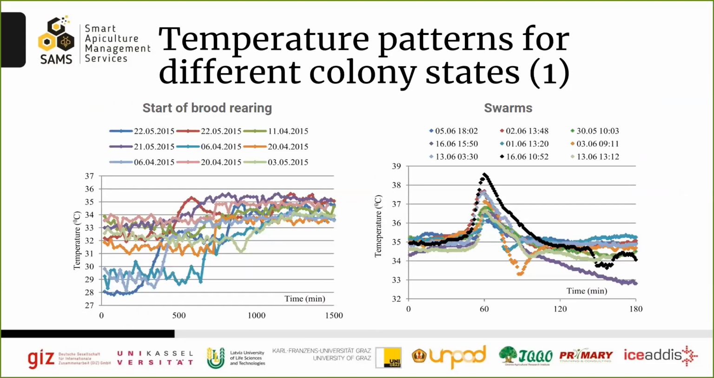After the data were collected, we started to look at the temperature curves, and we noticed that we can quite easily detect the start of the brood rearing. As in this chart on the left, we can see that the temperature is about 30 degrees, and then it slowly increases till it reaches 35. On the right side, you can see some temperature curves during the swarming period. When the bees are warming up their flight muscles, the temperature increases inside the hive, and after the takeoff, the temperature decreases. This is about a 20-minute period.